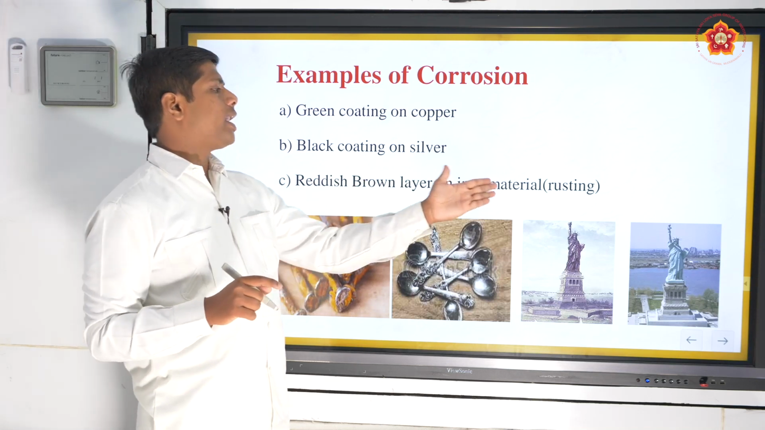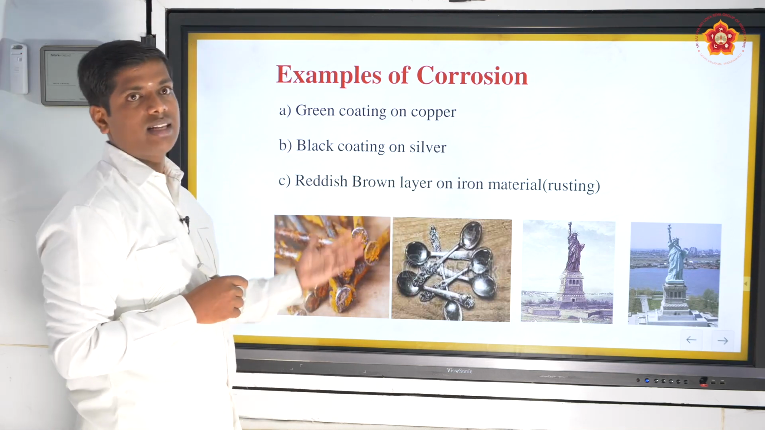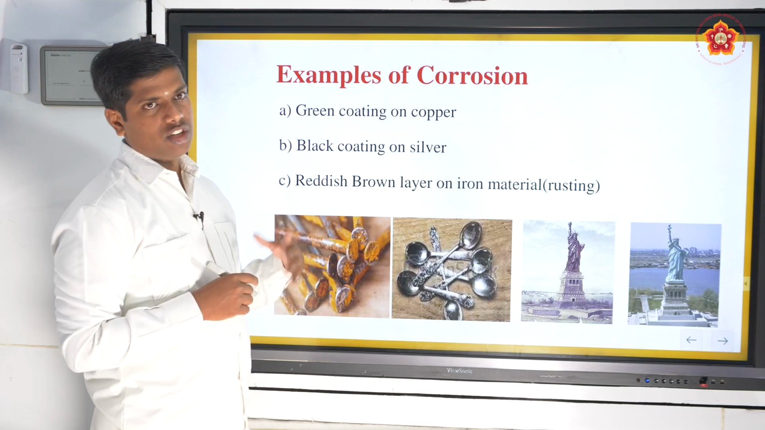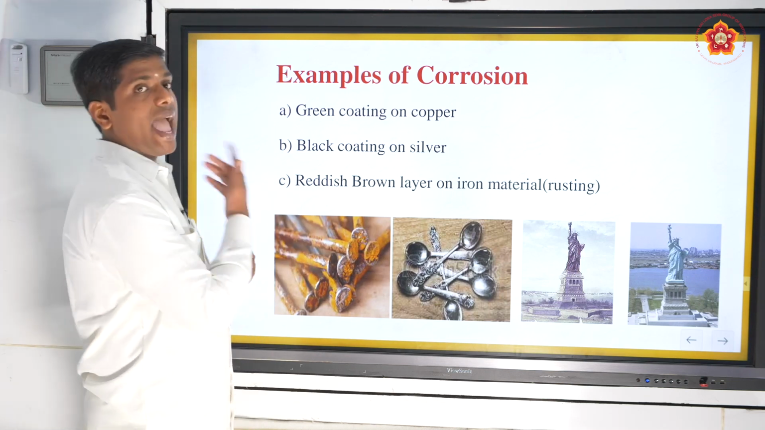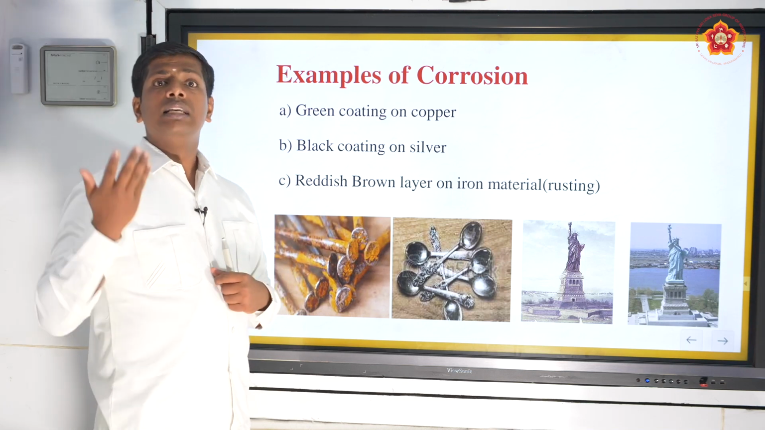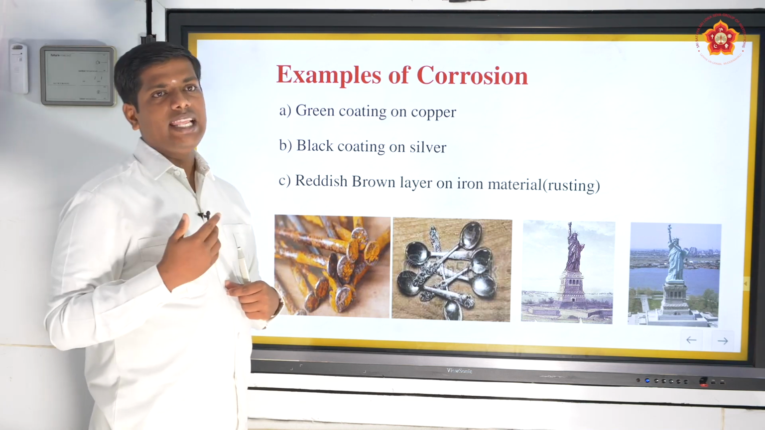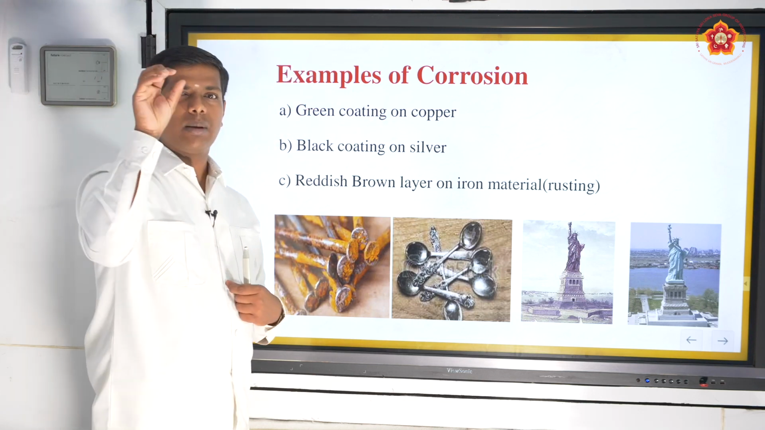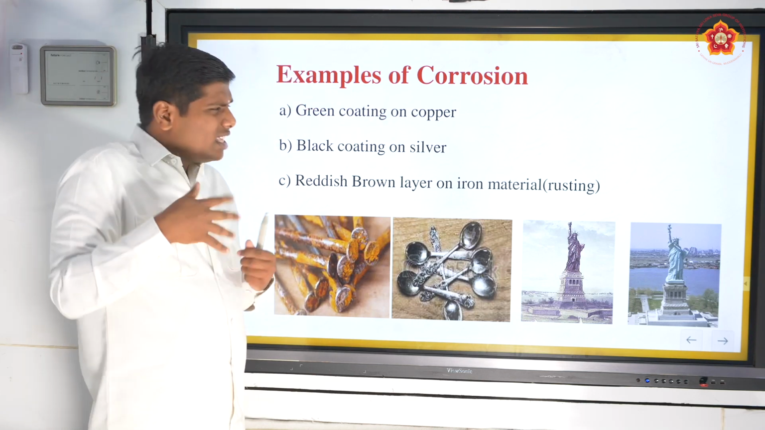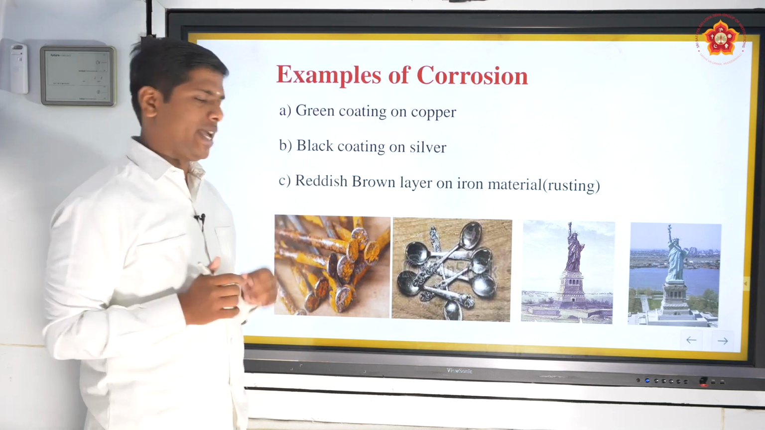Reddish brown layer on iron metal, that is rusting. Rusting of iron takes place by the action of moisture and oxygen. These are some of the examples you may also see in your daily life, where iron articles may get corroded and get some brownish layers. These are all nothing but corrosion.